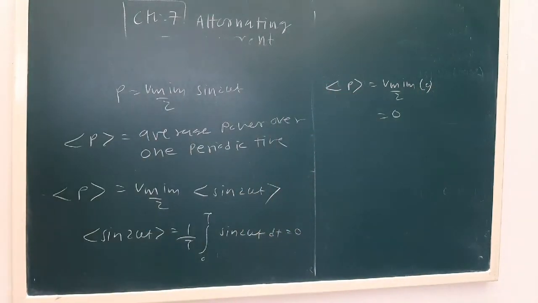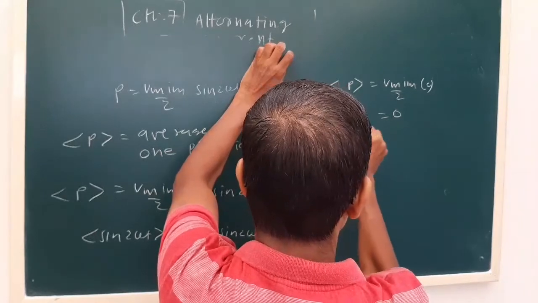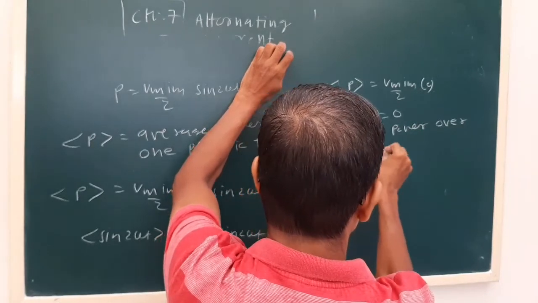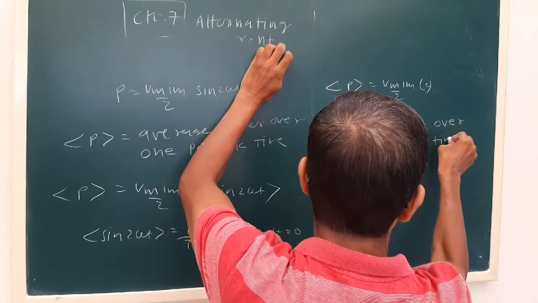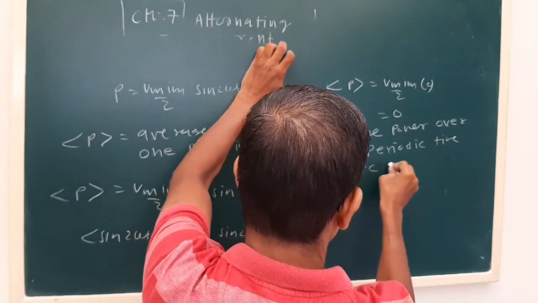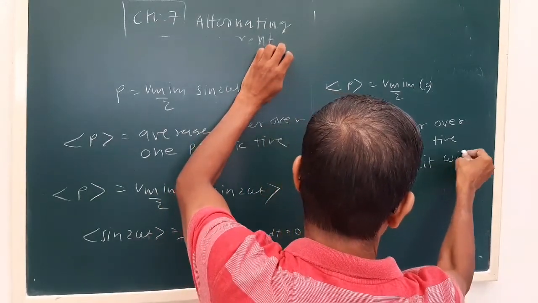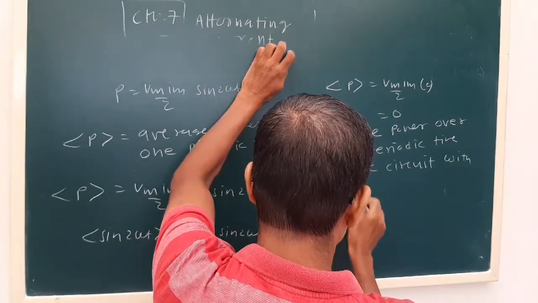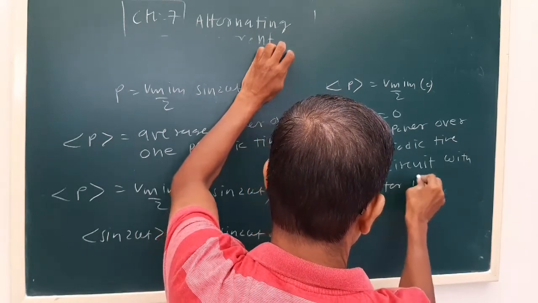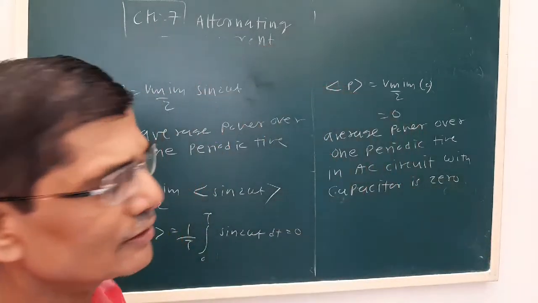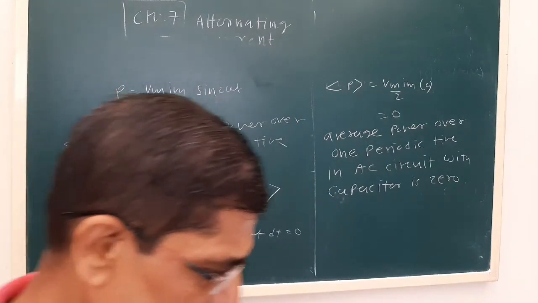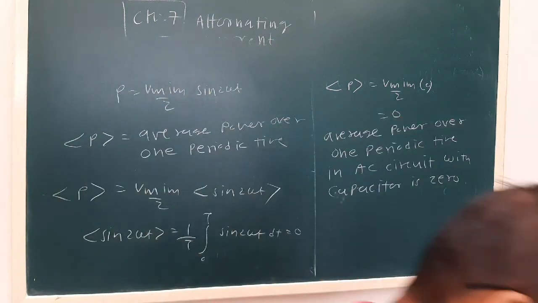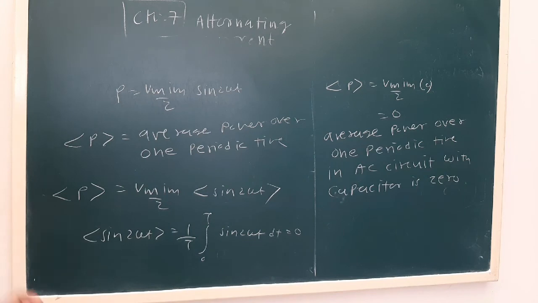So this is how we can see that the average power over one periodic time in an AC circuit with only a capacitor is 0. Now this is about the current and the power in an AC circuit with only a capacitor.